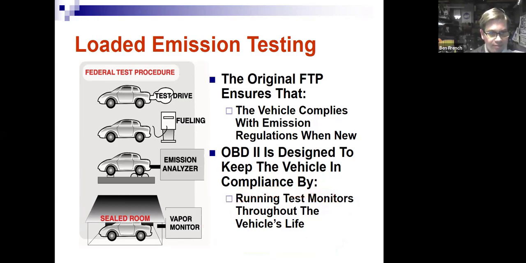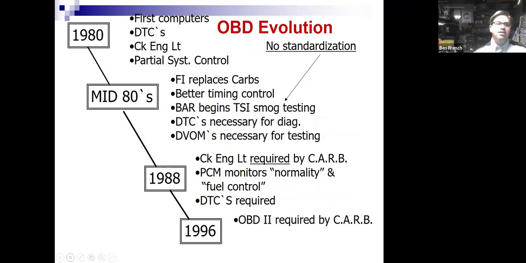All right. So moving right along, let's look at the history of this stuff. So we started off in the early 80s and we had our first computers. We would be setting codes. Now, what we call DTCs, data trouble codes, today, we just called them codes back then. Some cars would have a check engine light. Some cars had some partial control over their various emission control devices, and you could do scanner stuff.